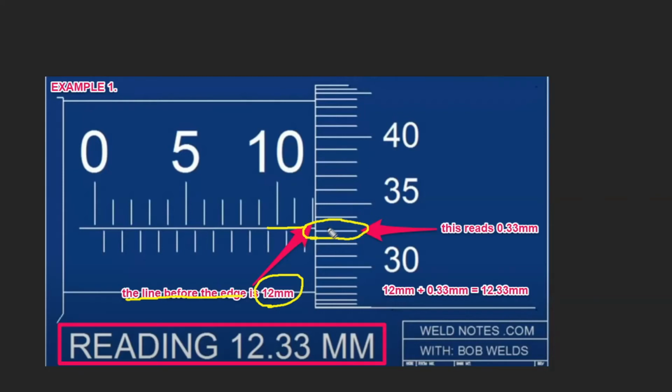Do you see that this line right here almost lines up with the middle line? And this line, as you can tell, this is 0.30 millimeters. 0.31, 0.32, 0.33 millimeters. This line right here represents 0.33 millimeters. The rest is quite simple. You just add the 12 millimeters we found from the barrel scale, and then we add the 0.33 millimeters we found from the thimble. We add them together and we got the final answer, which is 12.33 millimeters. The reading in this question is 12.33 millimeters.